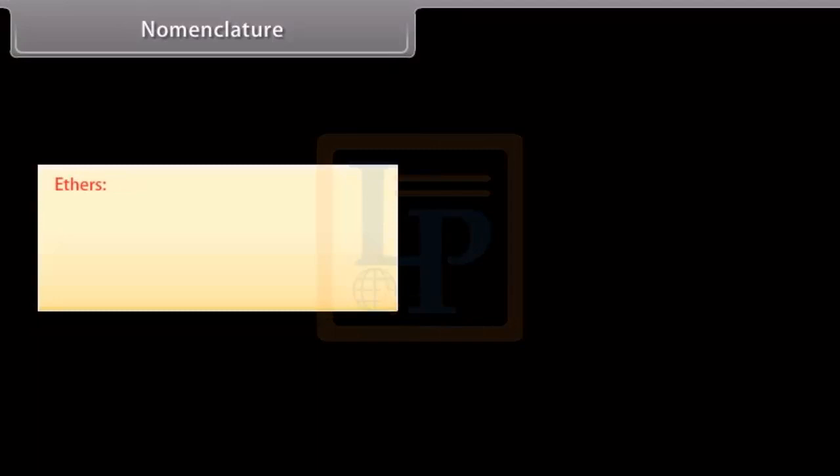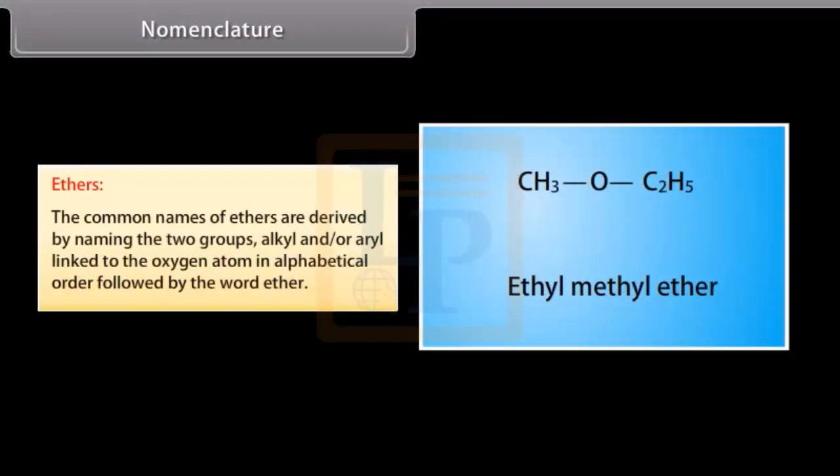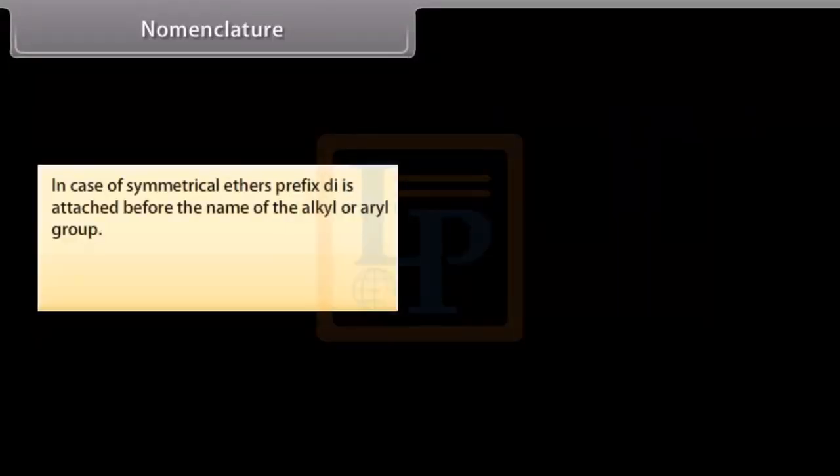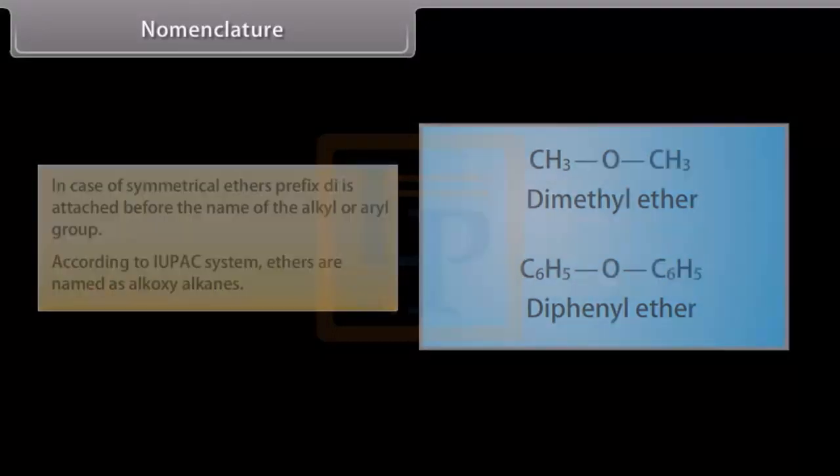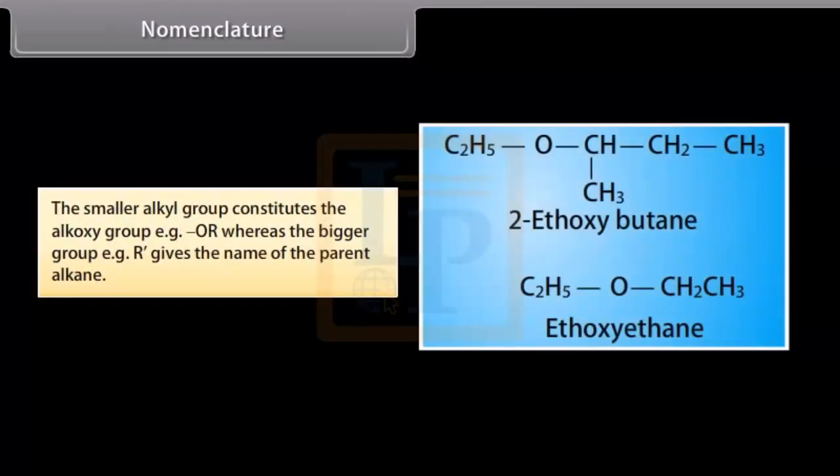Nomenclature: Ethers. The common names of ethers are derived by naming the two groups, alkyl and or aryl, linked to the oxygen atom in alphabetical order followed by the word ether. In case of symmetrical ethers, prefix di is attached before the name of the alkyl or aryl group. According to IUPAC system, ethers are named as alkoxy alkanes. The smaller alkyl group constitutes the alkoxy group, for example OR, whereas the bigger group, for example R', gives the name of the parent alkane.